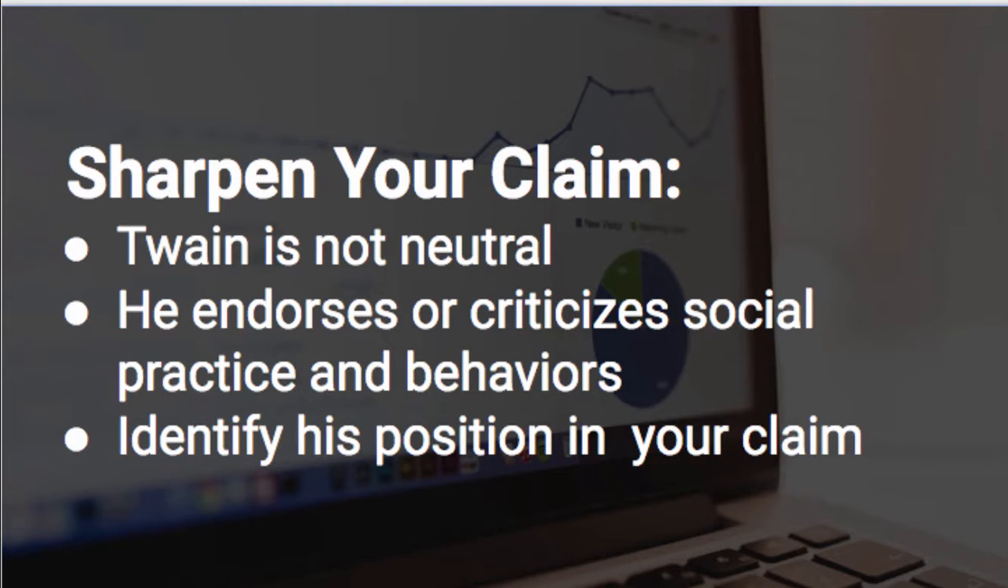First of all, I want to encourage almost everybody to sharpen their claim. I want to remind you, Twain isn't neutral. He's taking a position on these social issues he's presenting. He's looking at masculinity in 6th century America as a way of commenting on 19th century America, and he has strong feelings about the masculinity he's observing.